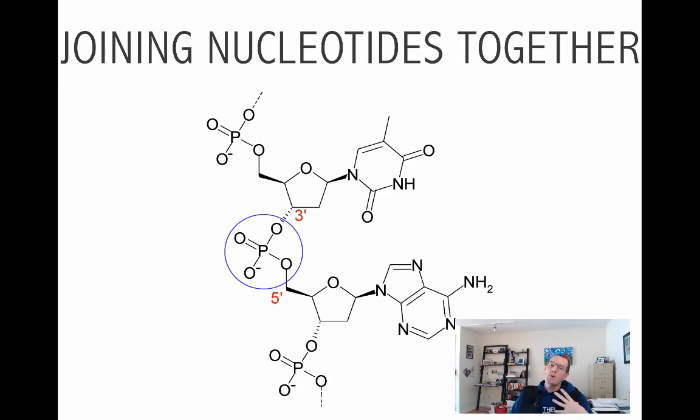Now, I don't worry too much about the chemistry with this, because it's a little bit more complicated and more difficult to draw out. What is important here is that the bond that has resulted from the condensation chemistry that contains this phosphate is called a phosphodiester bond.